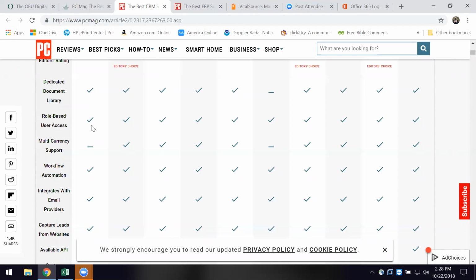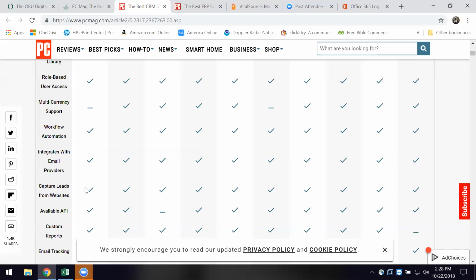And here, for example, like multi-currency support. If you're a global travel agency, Globus is one of the larger travel agencies out there, and they have people dealing with them in all types of currencies. So you've got to be able to do that and get it accurately so that you don't cheat them or they don't cheat you. Workflow automation. Here's one that works with email providers.